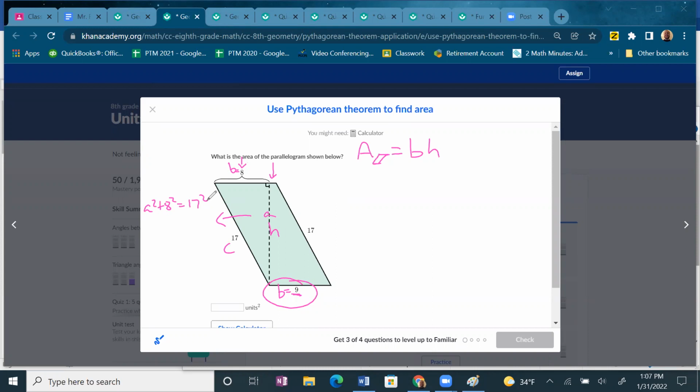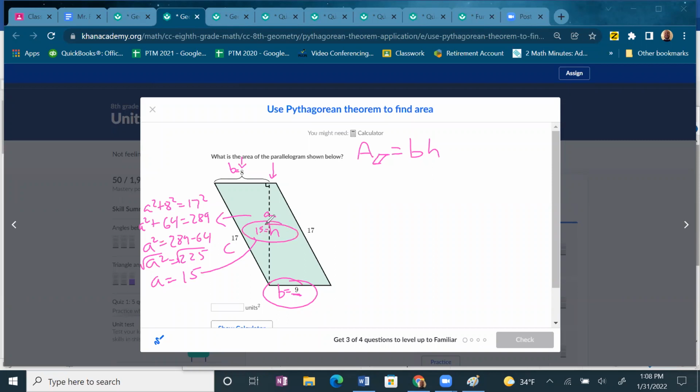So then we know 8 squared is 64. And 17 squared is 289. Now we're going to put that 64 on the other side as a negative. So 289 minus 64 is 225. And guess what? That is a perfect square. That's 15. So now we know the height is 15.